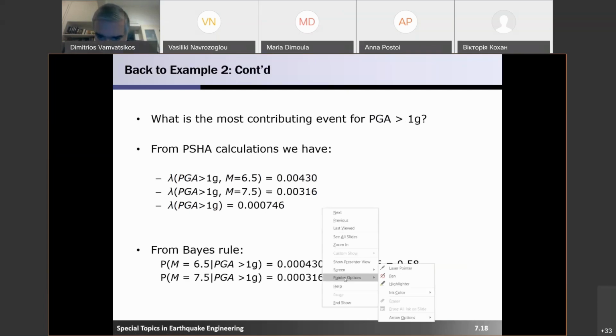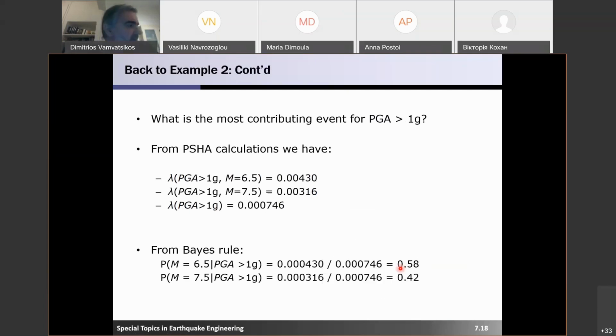Oh, come on, pointer. There you go. That's a proper pointer. You divide this one by the sum, you divide this one by the sum, and here are the results. For a 1G, now the M6.5, the fault A, is 58% likely to get the job done. The 7.5 is only 0.42.